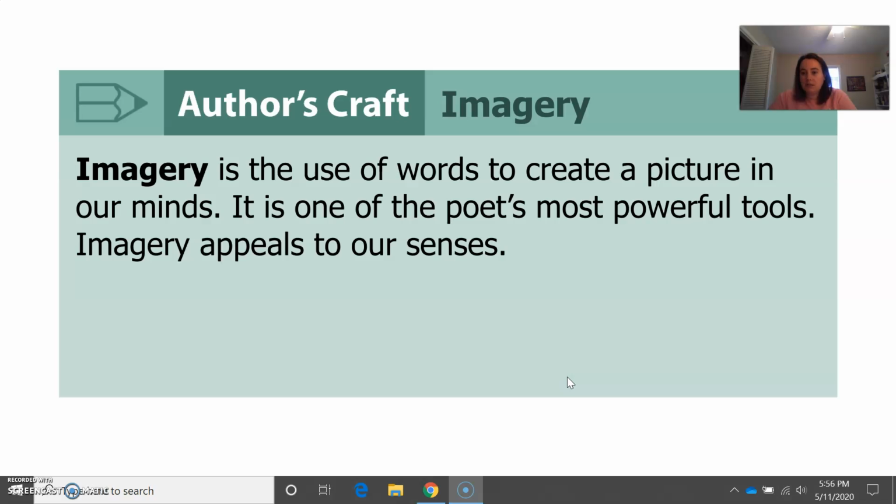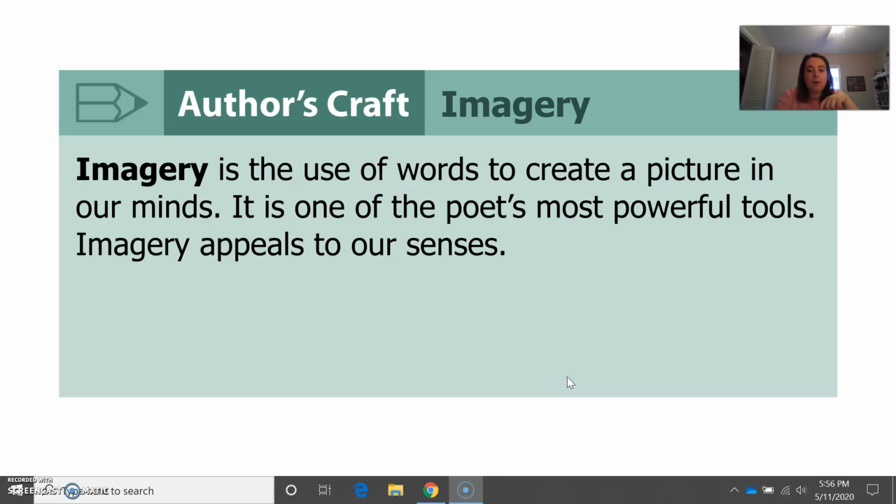Imagery appeals to our senses. This is the main thing about poetry. When we read poetry, we're really trying to picture in our mind, or the author is trying to describe something that we can hear, we can smell, we can taste, we can feel, using our senses.